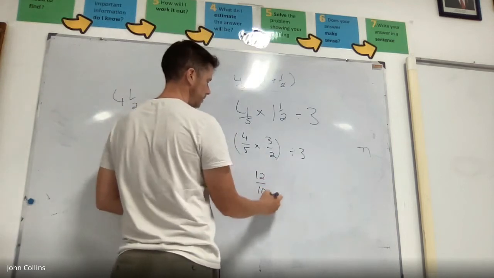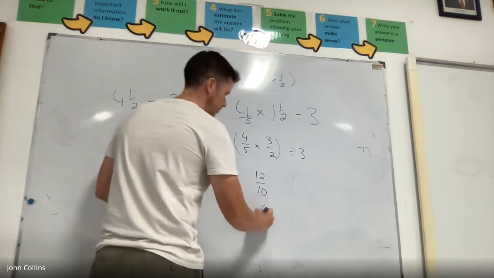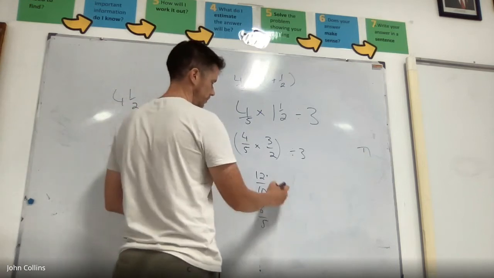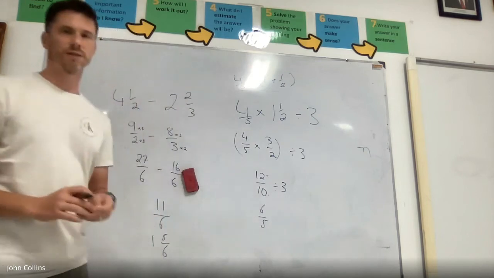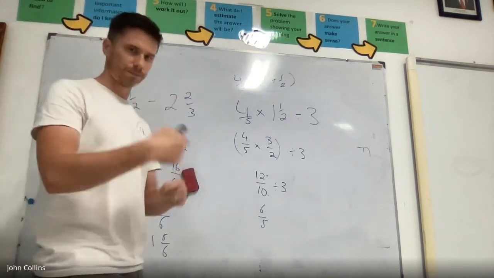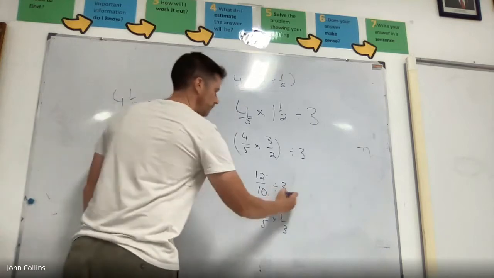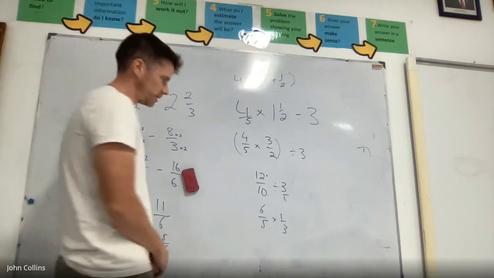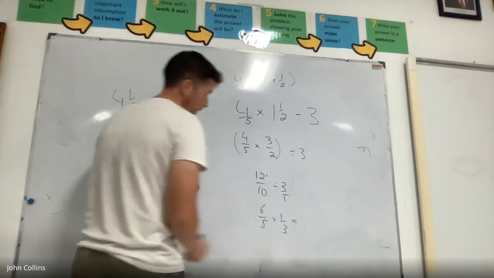And then divide by 3. So I can simplify here if I want. 12 over 10 is 6 over 5, isn't it? If I divide by 2, divide by 2. Then divide by 3. Okay, so this time I'm going to have to use my knowledge of fraction operations. If I want to divide by a fraction, it's the same as multiplying by its reciprocal, if I turn it upside down. So it was dividing by 3 over 1, but if I multiply by 1 over 3, I will get the same answer.